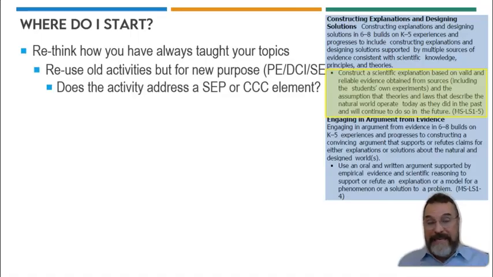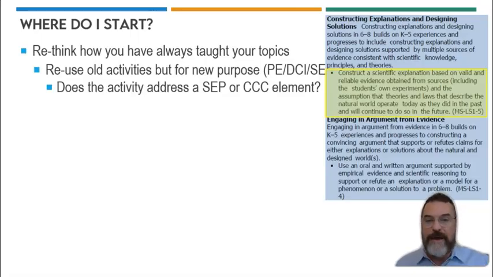That means that in our classroom, we should ask: is the evidence that you are using to construct an explanation valid and reliable? Is it obtained from a source, including the student's own experiment? Do theories and laws that describe the natural world operate today as they do in the future? So is this phenomenon something that's unique, or is it something that's been happening forever, like condensation? What's the difference there, how do we know what that looks like, and is that a good assumption?